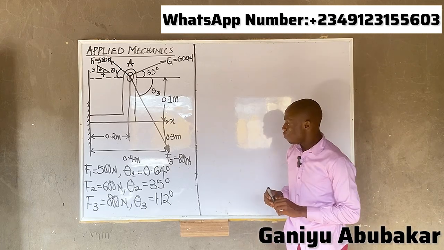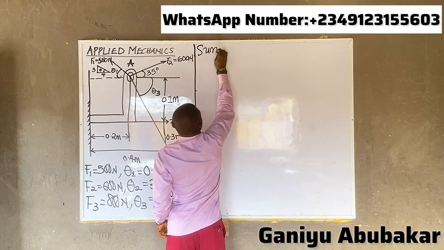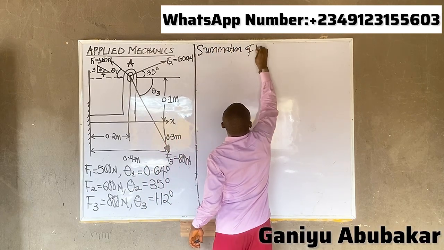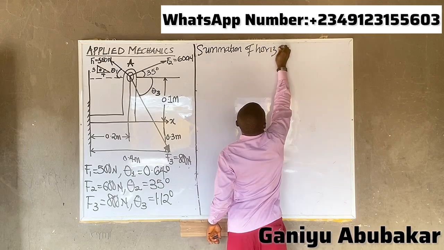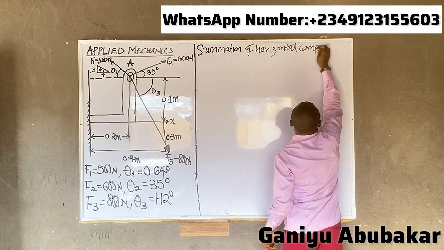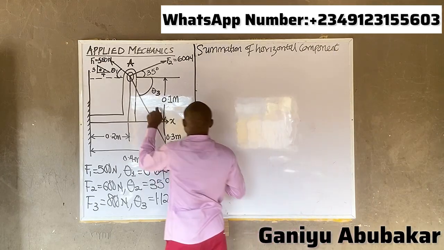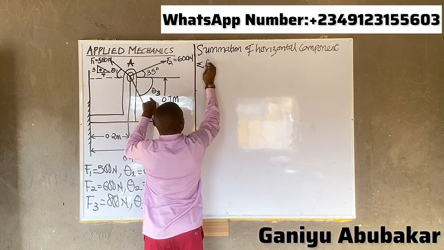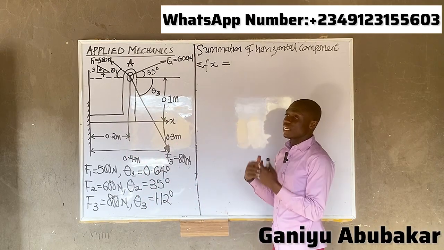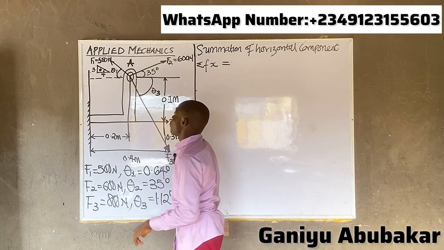All right, so let's look for summation. So let's do summation of horizontal component. That's summation f of x, which is equal to, now look up please. Let's get started please. Let's start with F1 please.